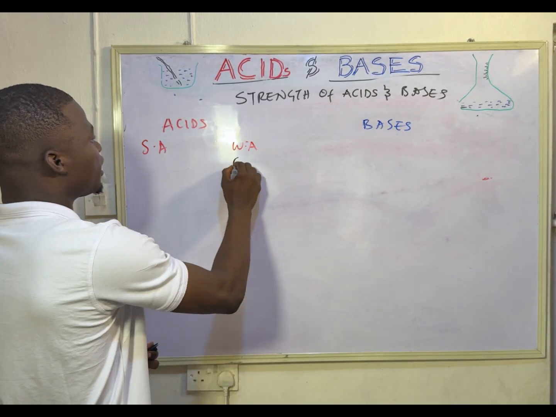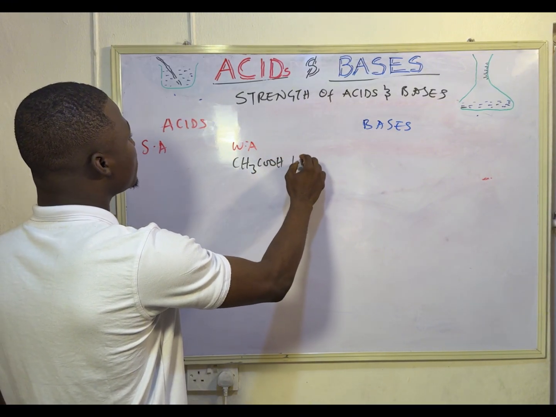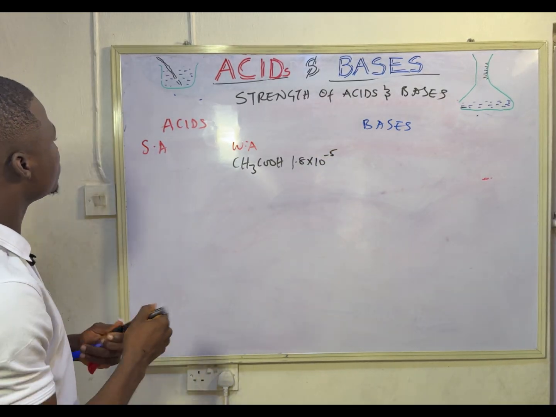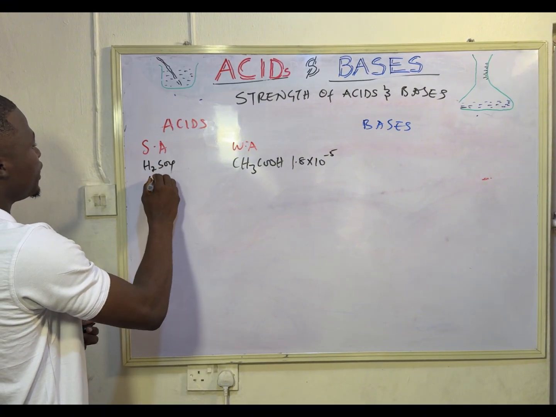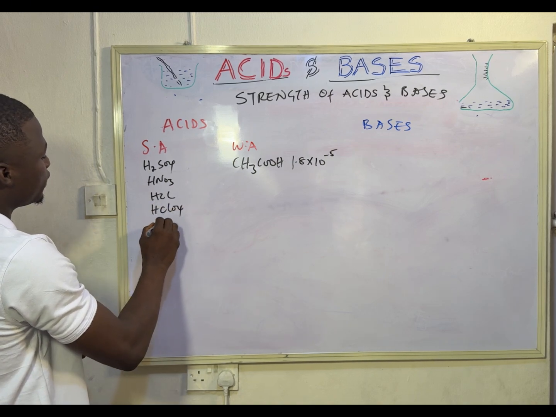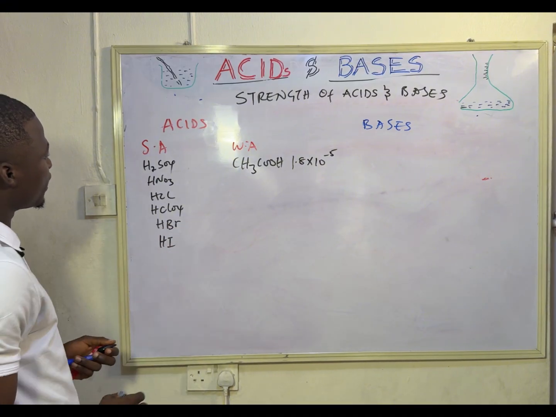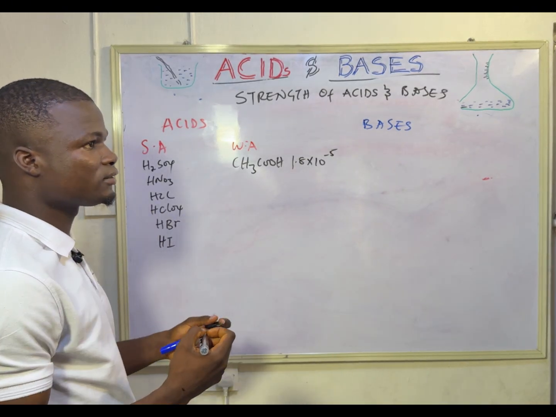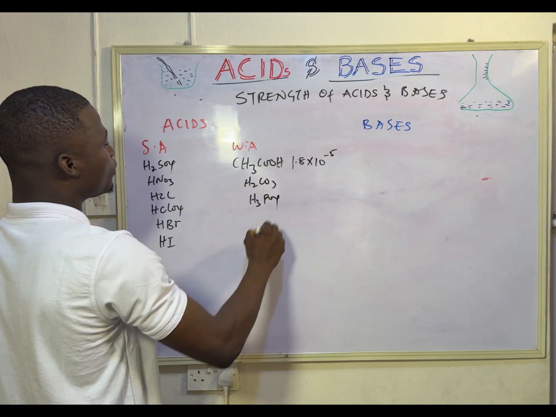Like for instance, ethanoic acid, the dissociation constant is about 1.8 times 10 raised to power minus 5. But you see that is very low. So acids that fall into the strong category are H2SO4, HNO3, HClO4, HCl, HBr, and HI. So these are strong acids, while all other acids fall into the category of weak acids, like H2CO3 and H3PO4.